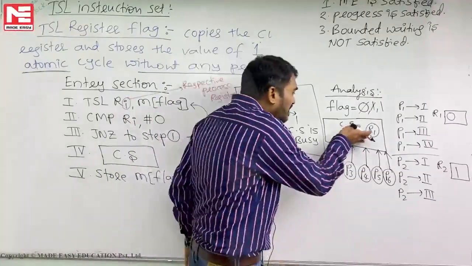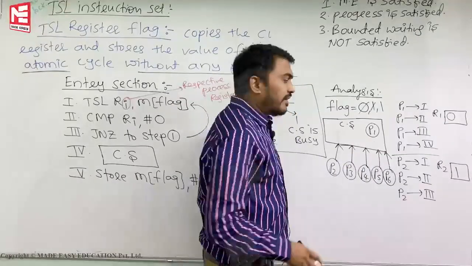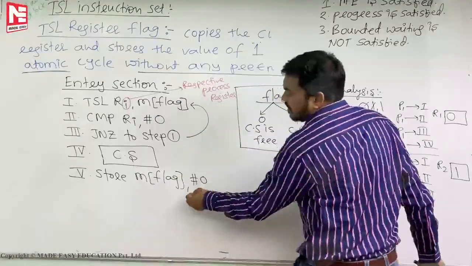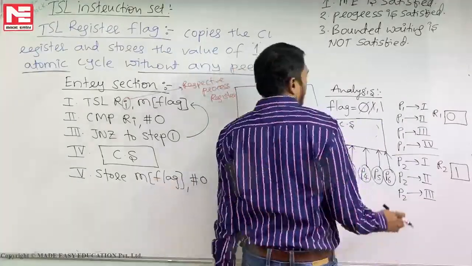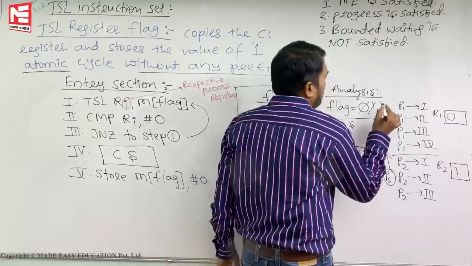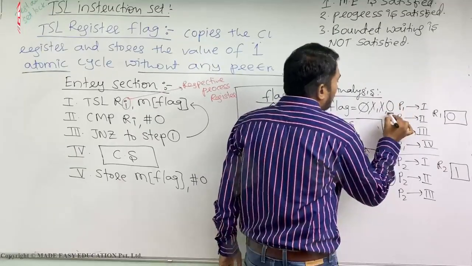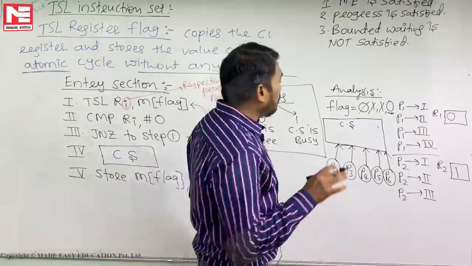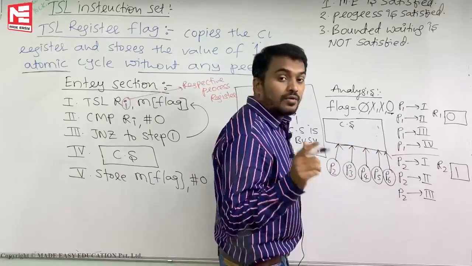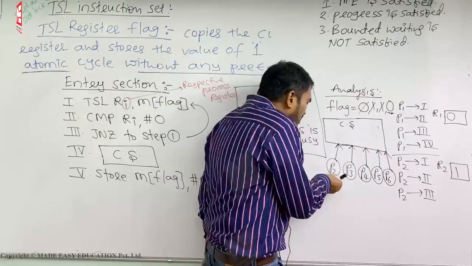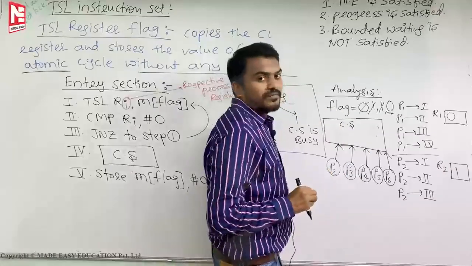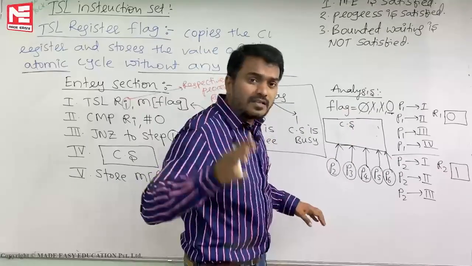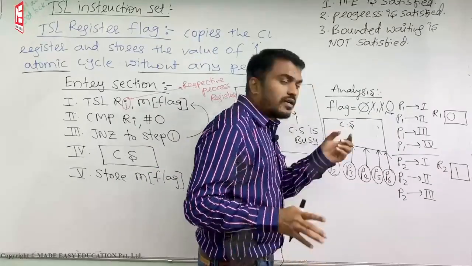Remember, when P1 is leaving the critical section, it will make the flag value to what? It will make the flag value 0. Look here, P1 is leaving the critical section and is making the flag value 0. Remember, when it makes the flag value 0, you don't have any guarantee that the next process P2 only will enter the critical section. P1 went out after making the flag value 0, and there is no guarantee that definitely P2 will go.